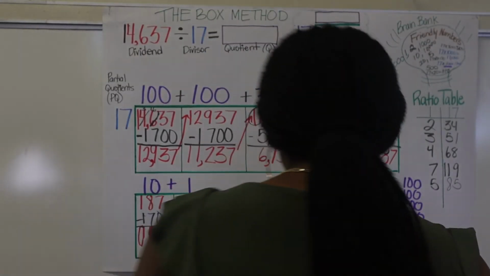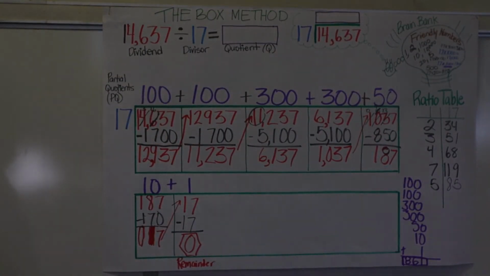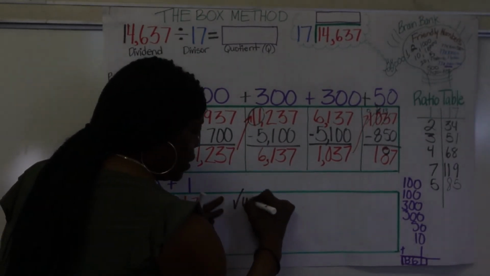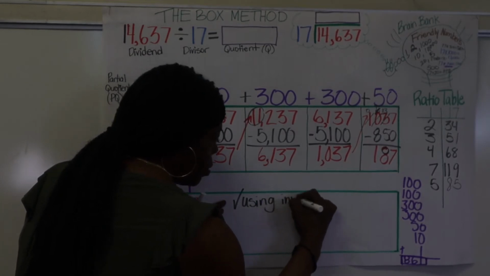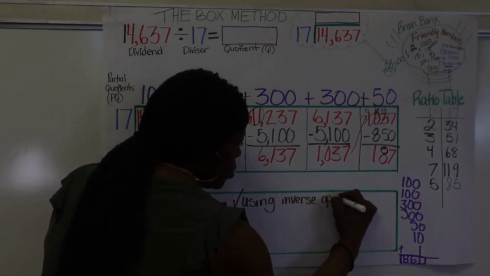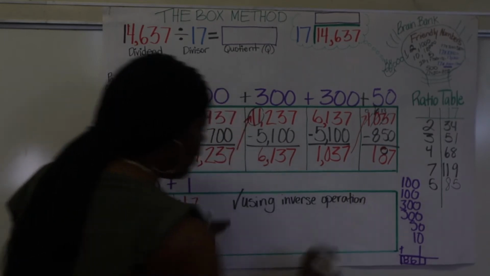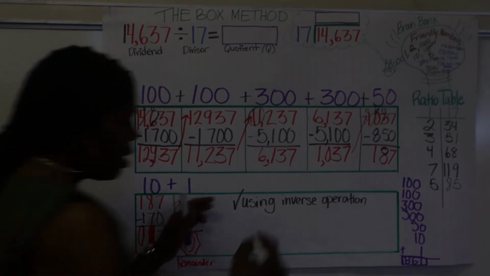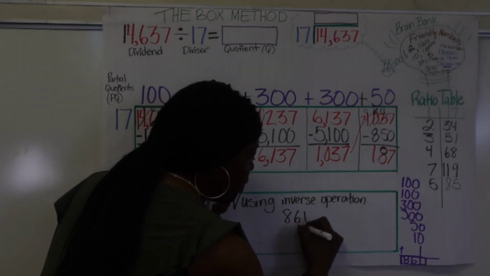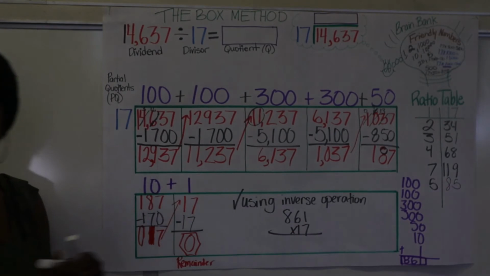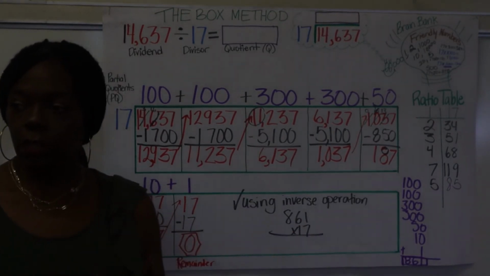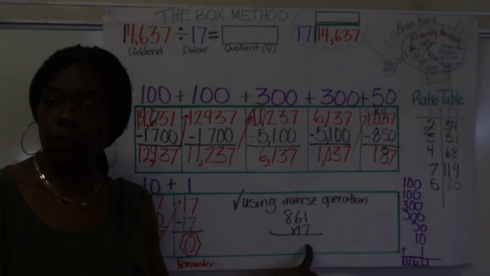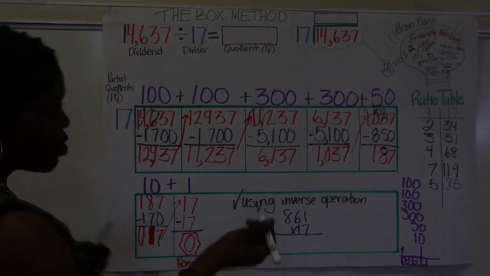What am I going to multiply? 17 times what? All right, so let's check using the inverse. What are we multiplying 17 times? All right, so 861 times 17. What method could you have used? A regular algorithm? You could use the area model, partial products. This is when you would use partial products, right? Yes. So I'm going to use partial products.